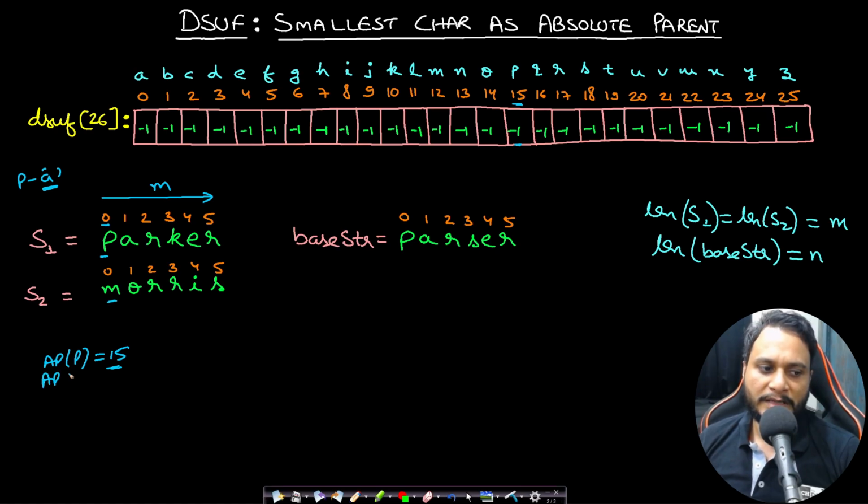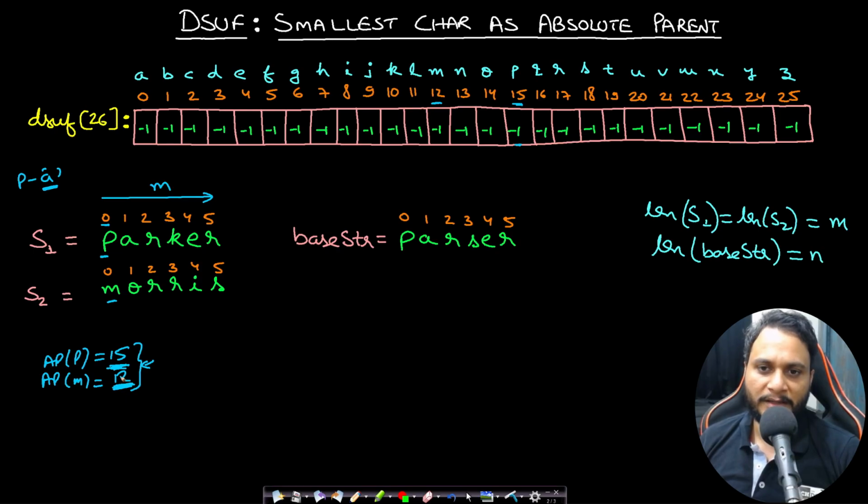For M, what is the absolute parent of M? If you look at M, 12, it is again -1, which means 12 is the absolute parent. So if they are both absolute parent of themselves, then they both are different. If they both are different, it means they belong to two different disjoint sets. So union is possible between them. If they both had the same value, then union wouldn't be possible. They already belong to the same set. So in this case, they do not belong to the same set.